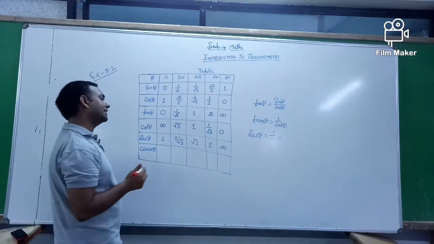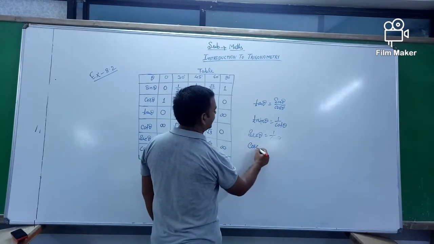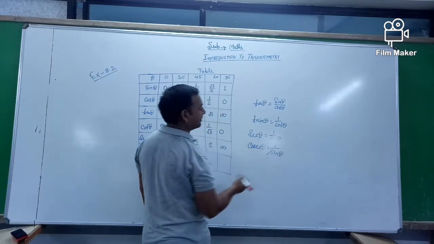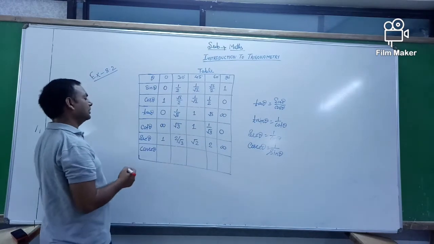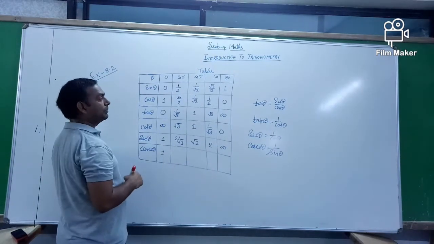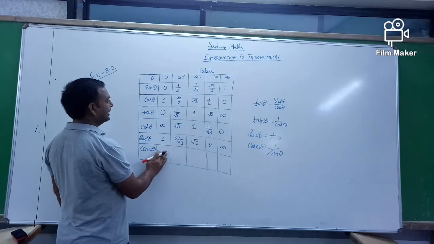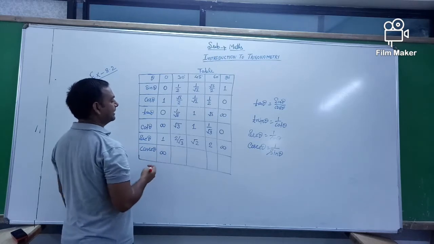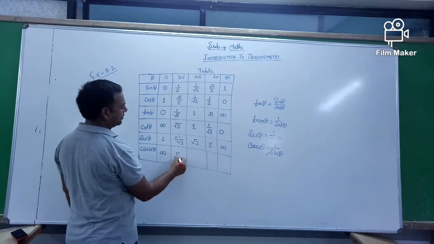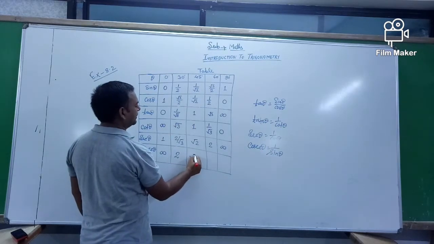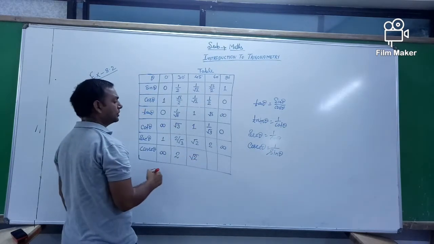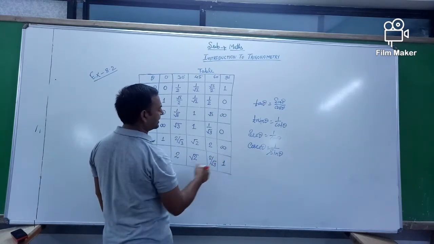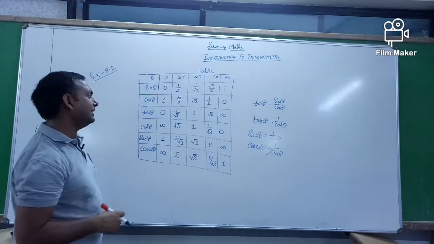Next, cosec theta. It is also the reciprocal of sine theta, 1 upon sine theta. Here 1 by 0 is infinite. Then 1 by 2 is equal to 2. Then 1 by root 2 is root 2. Root 3 by 2 gives 2 by root 3. And here is 1, so it is also equal to 1. So these are the table.